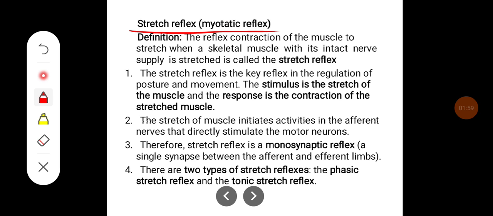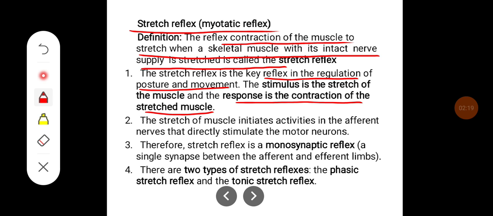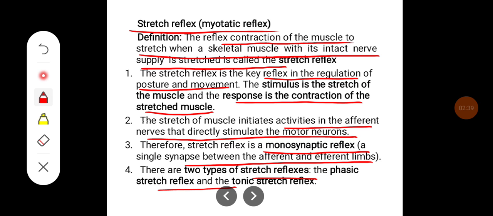Coming to stretch reflex, the reflex contraction of the muscle to stretch when a skeletal muscle with its intact nerve supply is stretched is called a stretch reflex. The stretch reflex is the key reflex in the regulation of posture and movement. Stimulus is the stretch of the muscle and response is the contraction of the stretched muscle. The stretch of the muscle initiates activities in the afferent nerves that directly stimulate the motor neurons. Therefore, stretch reflex is a monosynaptic reflex, that is, a single synapse between afferent and efferent limbs. There are two types of stretch reflexes, phasic stretch reflex and tonic stretch reflex.